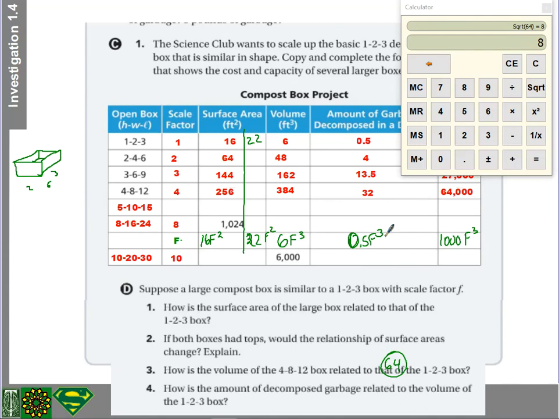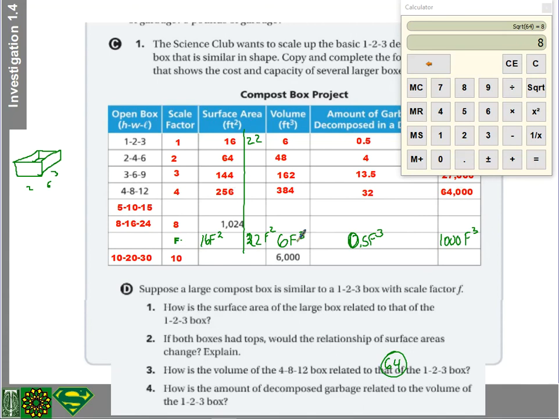So here's what you need to get out of this. This investigation gave you a nice little idea of a composting box, and connected the idea of a composting box with scale factor and area, which you've seen before in stretching and shrinking. The extension is we're now connecting the idea of 3-dimensional geometry.